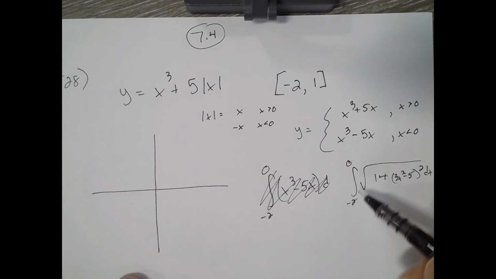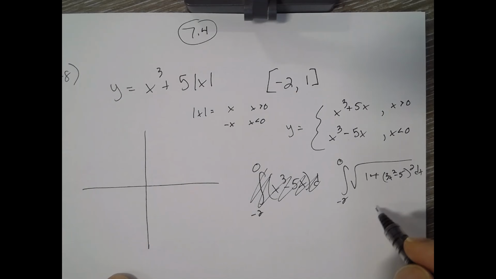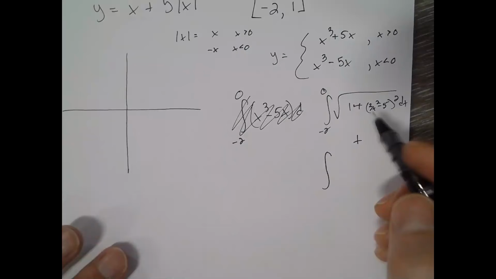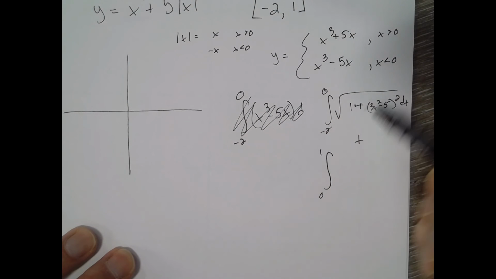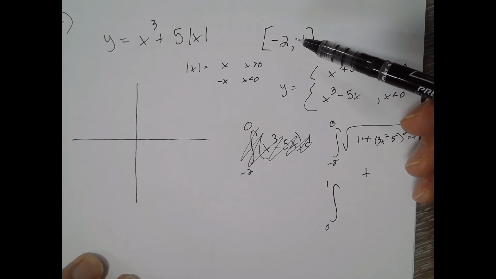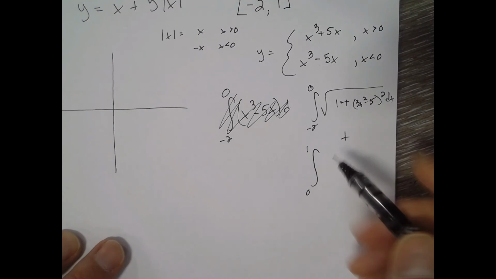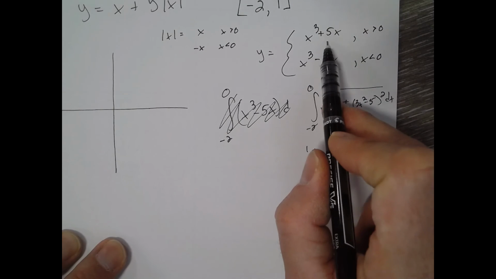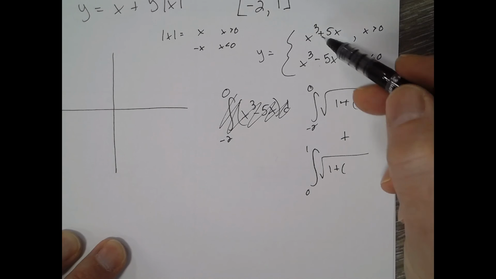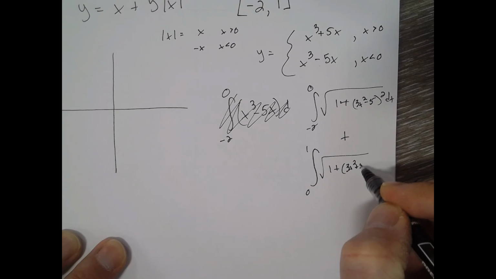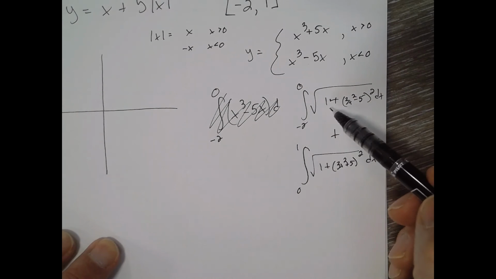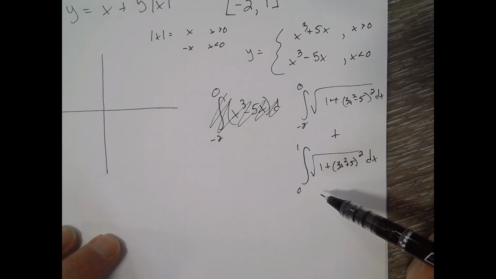So that'll give the arc from negative 2 to 0, and whatever you get there, we're going to add to an additional integral, an additional arc from 0 to 1. So we went from negative 2 to 0, now we're going to go from 0 to 1. So from 0 to 1, we'll use this expression, so it's the square root of 1 plus that derivative squared, so 3x squared plus 5 squared dx. So that'll give you the first chunk, this will give you the last chunk.